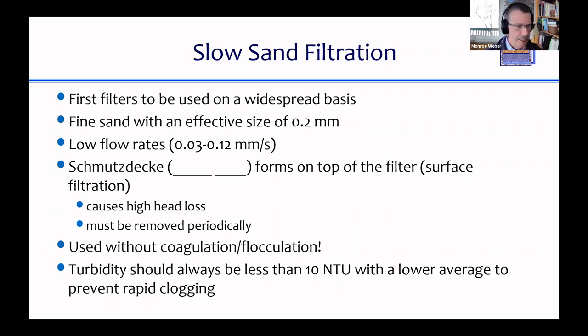Look at these numbers, low flow rates of 0.03 to 0.12 millimeters per second. Now, how do you think about that? How do you know that that's a low number? Here's how I like to think about this. Compare that with the clarifier, 1 millimeter per second. So what does it mean if the velocity is, let's say, 0.1 millimeters per second? What does that mean about the area required for the filter?